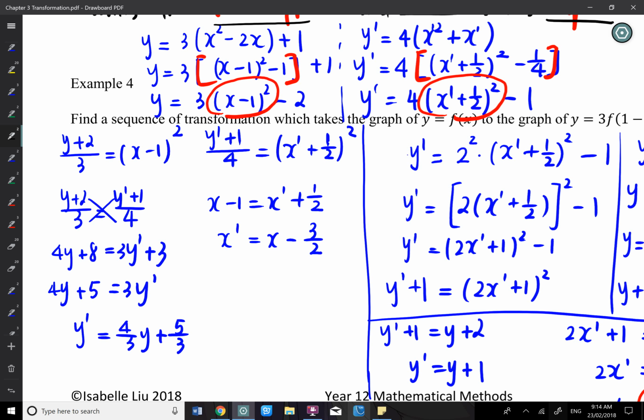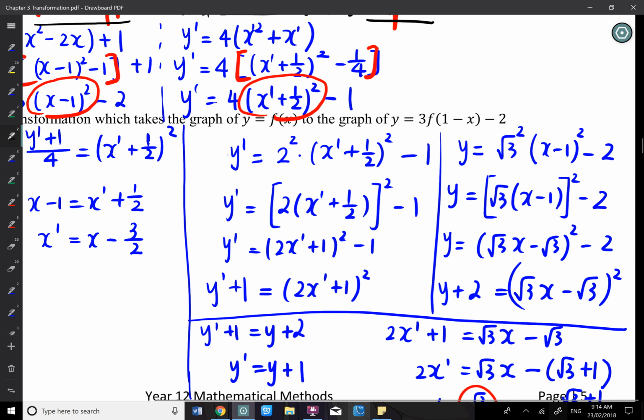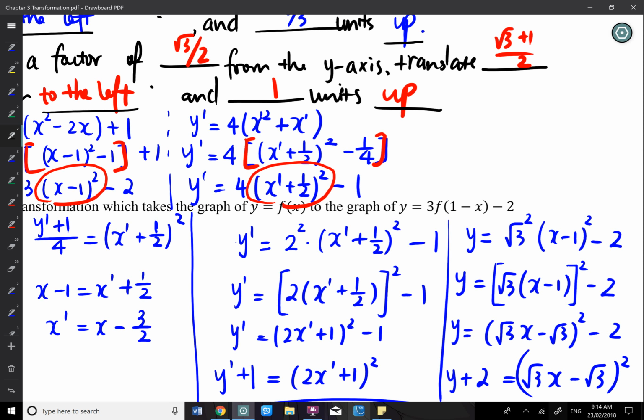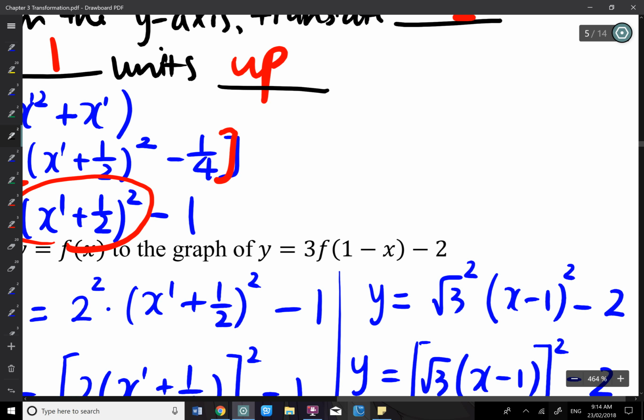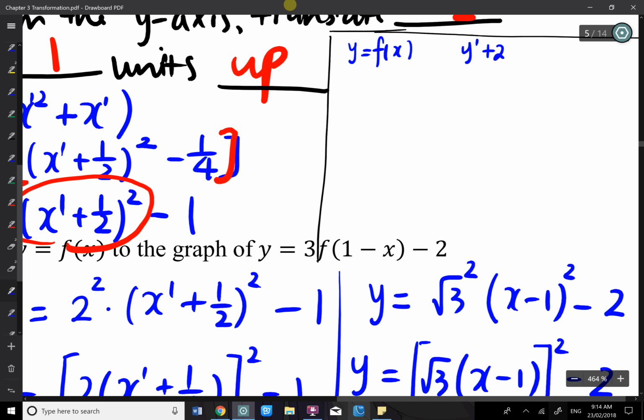Okay, example 4. Find a sequence of transformations for the graph y equals f(x) to y equals 3f(1 minus x) minus 2. Okay, this I don't need that much space. I'll just find somewhere here. Okay, y equals f(x), y dash plus 2 over 3 equals f(1 minus x dash).